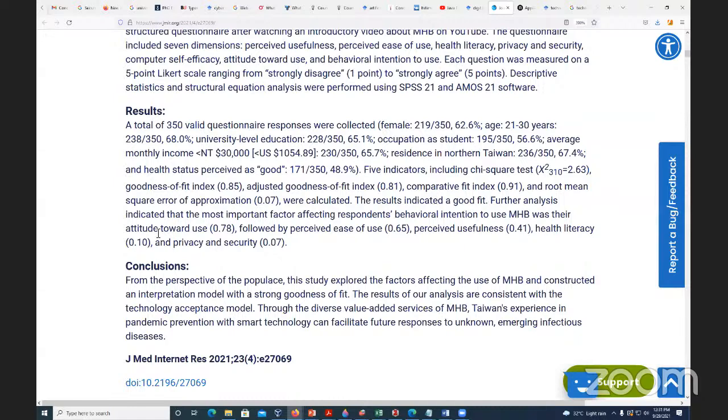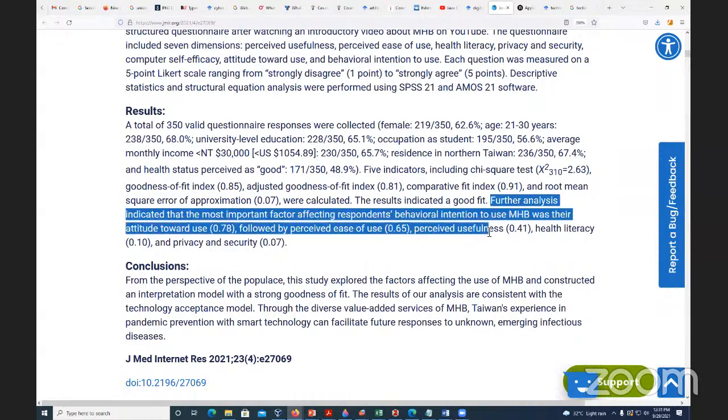The attitude doesn't really surprise me. Then if they thought it would be easy to use, then if they thought it would be useful, then if they knew a lot about health, then if they had, I guess, low concerns about privacy and security. Those are the things that were important based on this survey. Everybody understands what these results mean?